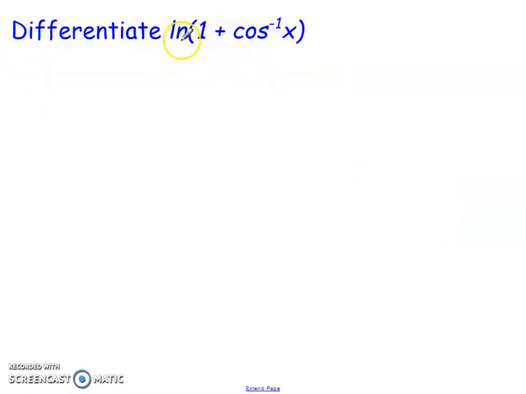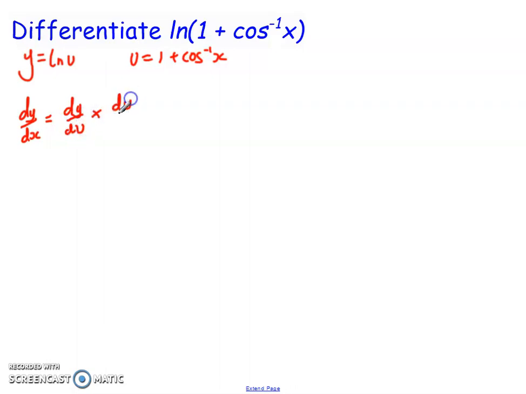So the first one was differentiate ln of 1 plus cos minus 1 x. Now the easiest way to do this is to use a substitution. So I would do ln of u, and I'd let u equal 1 plus cos minus 1 of x. Because then I know that the derivative dy by dx is equal to dy by du times du by dx. And all I'd have to do when I calculate dy by du is substitute back in.